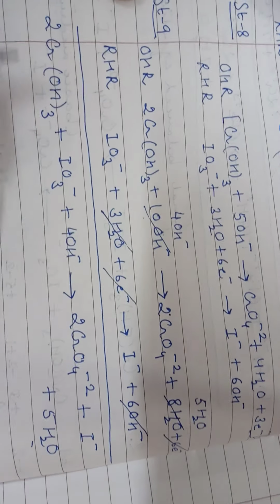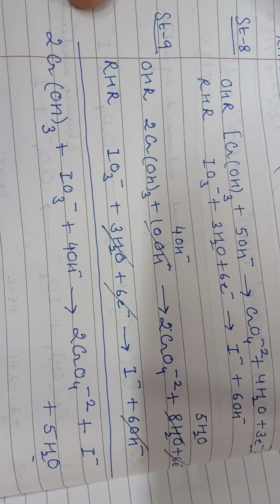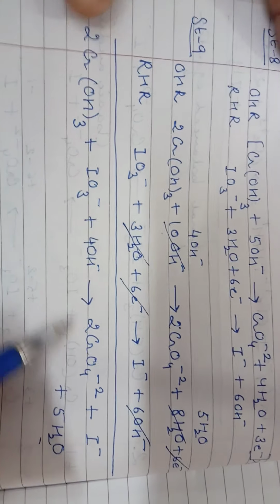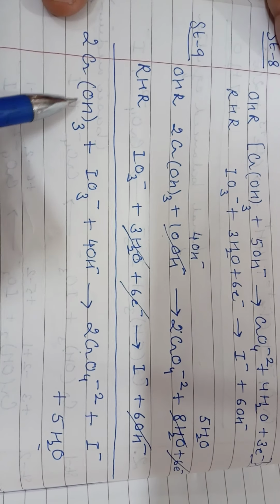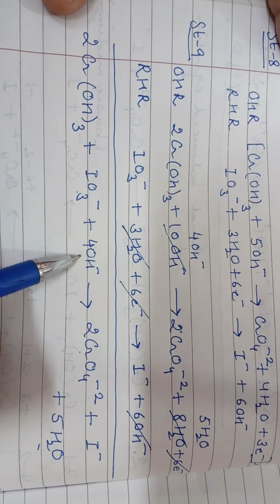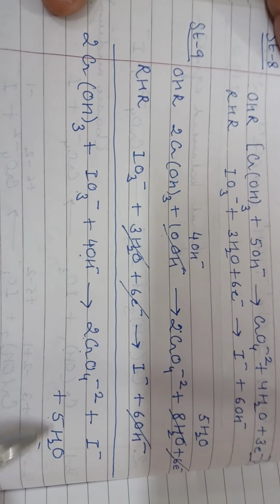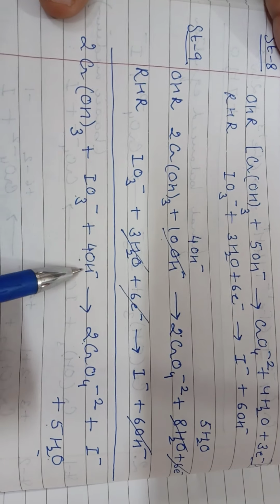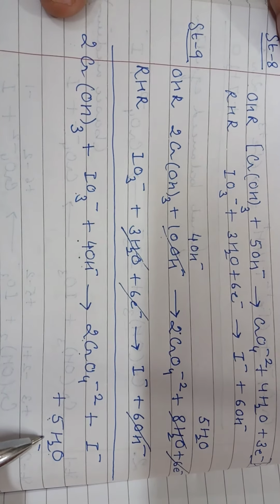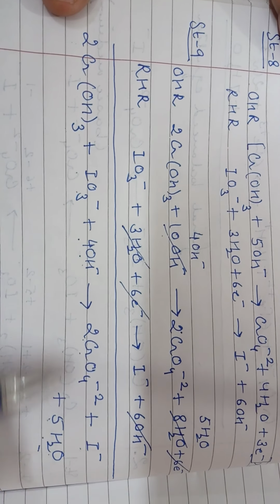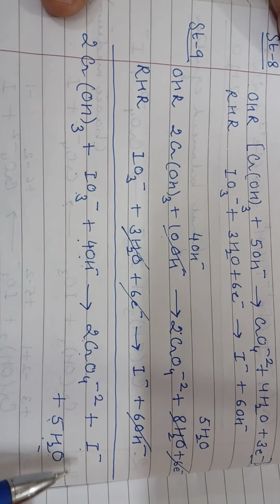You can check whether your equation is correct or not. Let us first quickly check the number of atoms. 2 chromium, 2 chromium. Oxygen, 3 to the 6 plus 3, 9 plus 4, 13. 4 to the 8 plus 5, 13. Hydrogen, 3 to the 6 plus 4, 10. 5 to the 10. Iodine 1, iodine 1. So everything is balanced in terms of atoms.